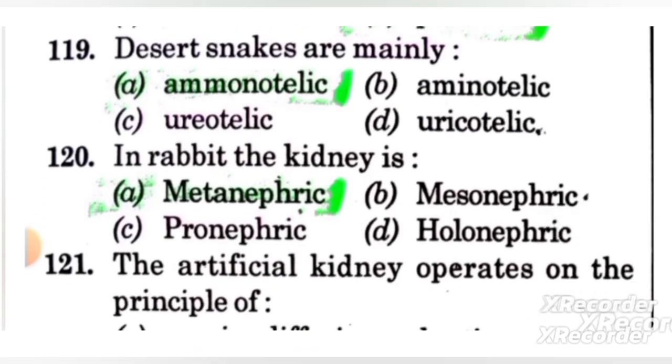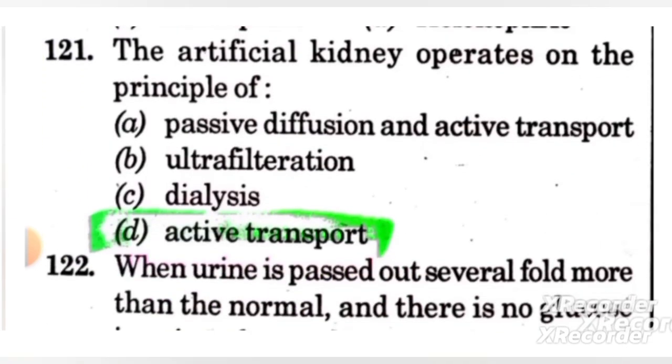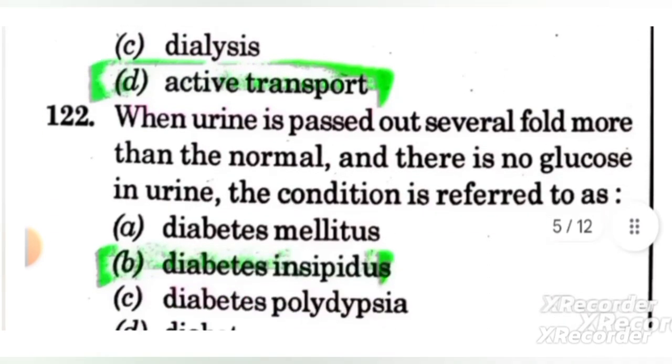Next, 119. Desert snakes are mainly? Answer A, ammonotelic. Next, 120. In rabbit the kidney is? Answer A, metanephric. Next, 121. The artificial kidney operates on the principle of? Answer D, active transport.